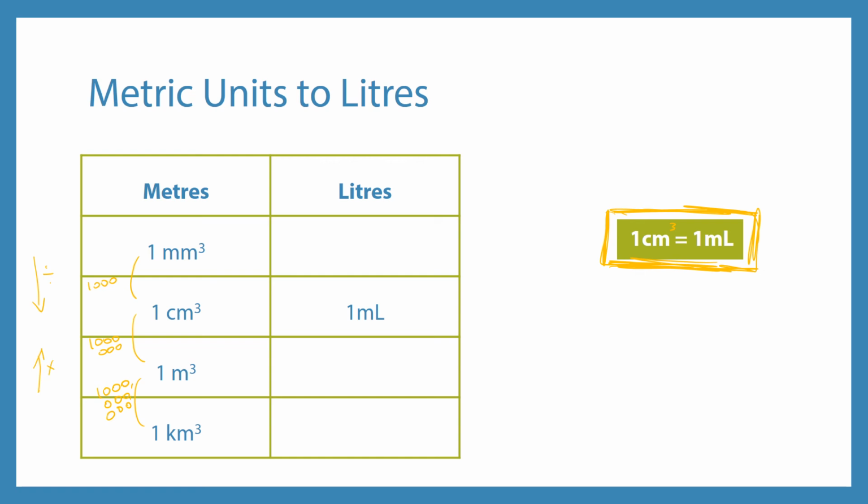So here, to work out how many liters we're going to have, we have to convert each of our meter units into centimeters. So we'll start with the meters one. That's the easiest one to start with. 1 cubic meter equals 1,000,000 cubic centimeters. So that means it's going to equal 1,000,000 milliliters.